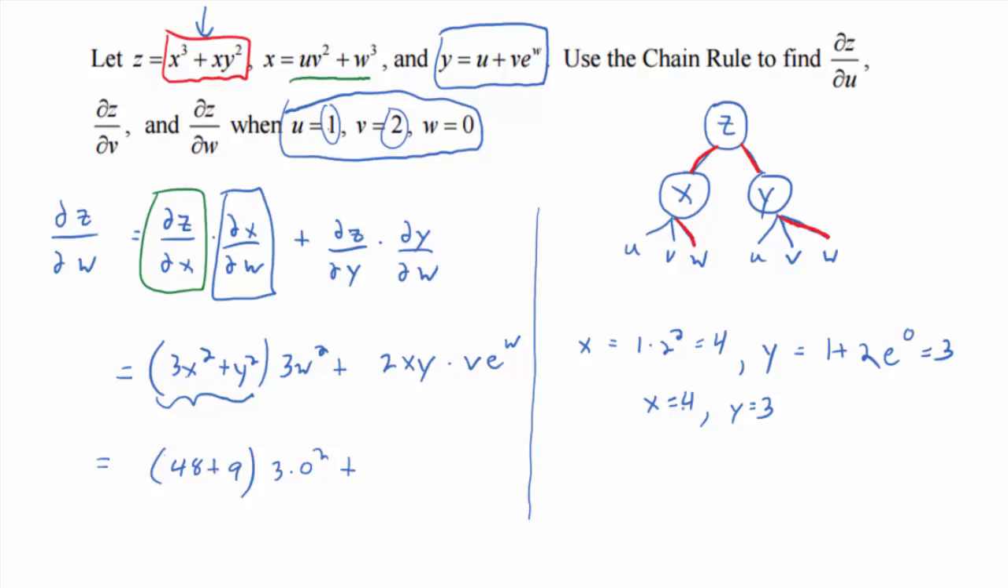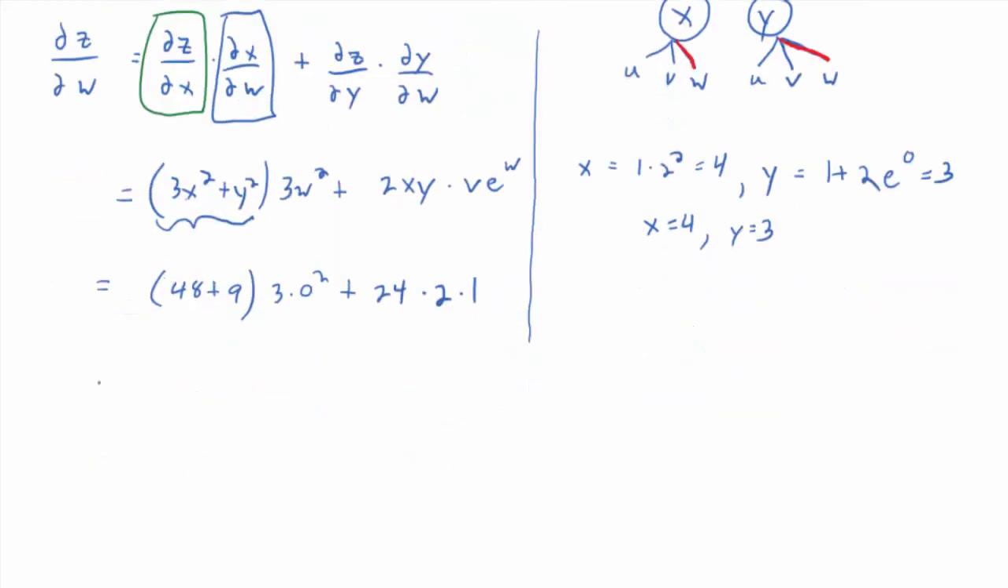What's that going to be? 2 times 4 is 8, times 3 is 24. Oh, I should look over here to make sure there's no factor of 0, but I don't think there is here. And then what was v again? So times 2 times 1. All right. So what do we get here? That's 0 plus 48. I think that's 48. That make sense to you? Okay.